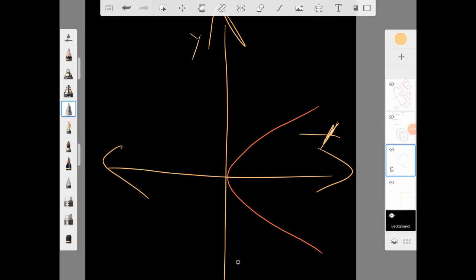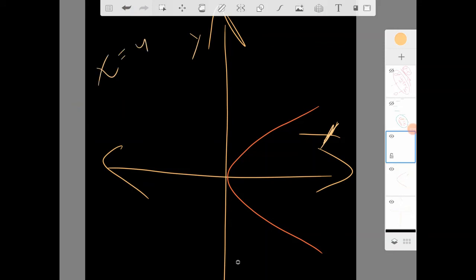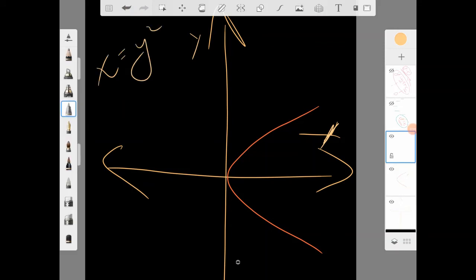Is it the same equation? No, the equation is x is equal to y square. Before the equation was y is equal to x square, but that was this parabola. When the parabola turns the other way, or when the parabola is rotated to the right or in the clockwise direction, then the equation becomes like this: x is equal to y square.